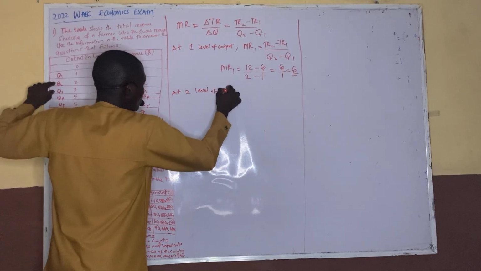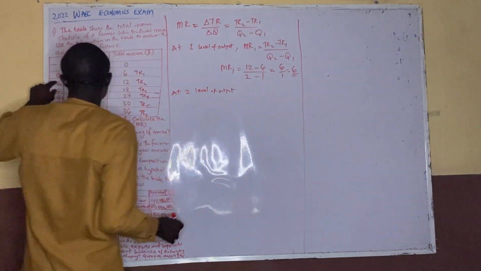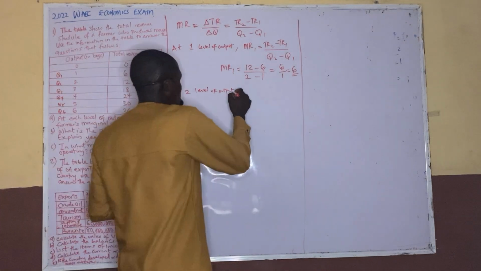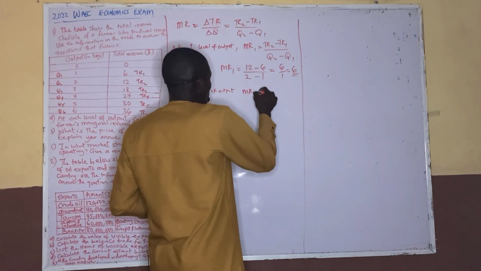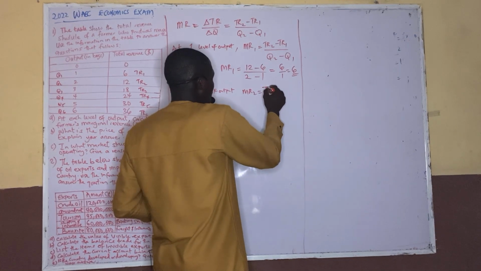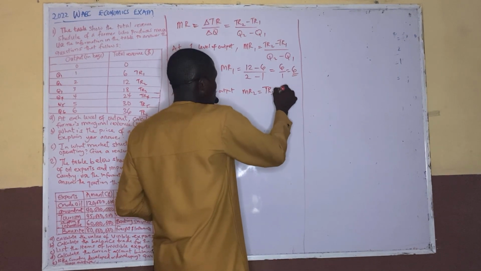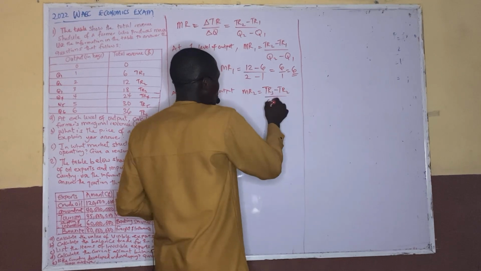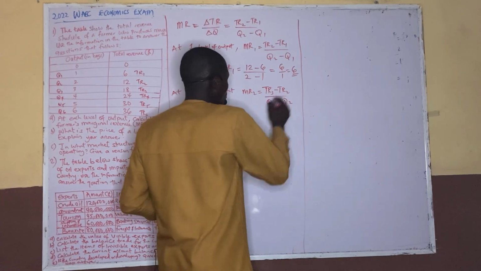At two level of output now, the marginal revenue that takes place here is what? I can take it as MR2 equal to TR3 minus TR2 all over Q3 minus Q2. That will be our formula.